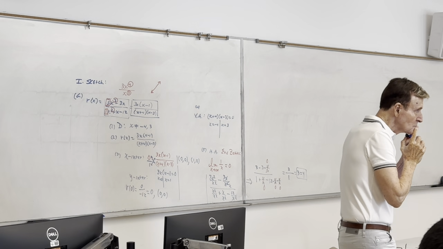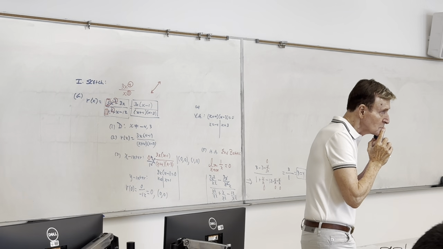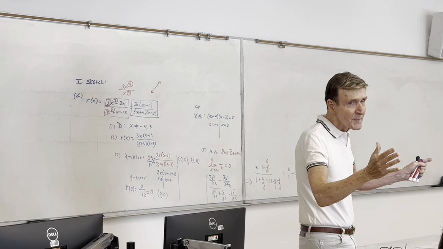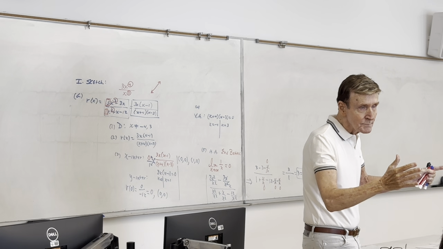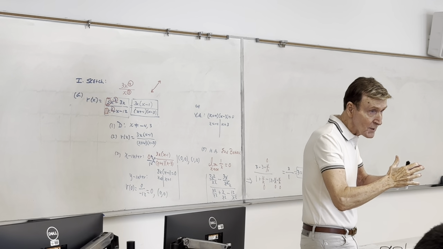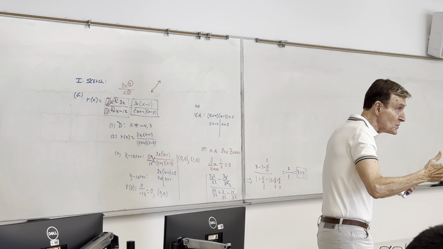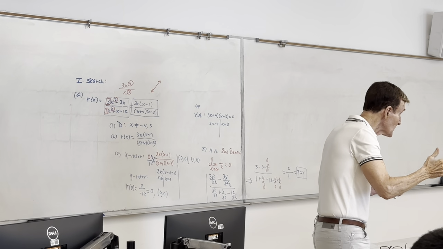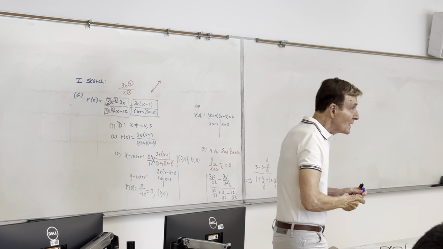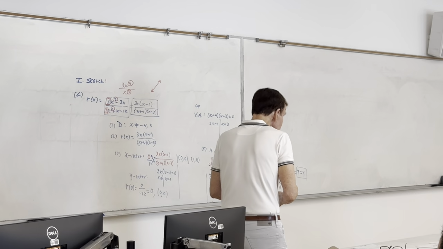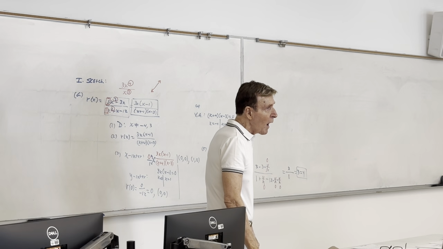After that, in step 6, R of x will never have both a horizontal and an oblique asymptote. You can't have both. You either have a horizontal or an oblique, or maybe none, but you cannot have a horizontal and oblique at the same time. And one more thing: it is possible for the graph to intersect its oblique asymptote.